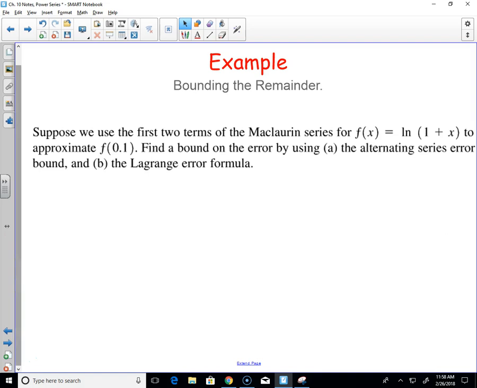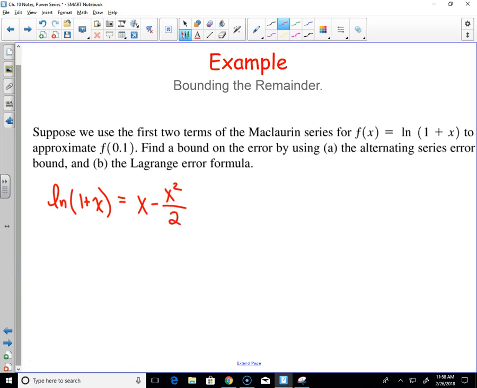Suppose we use the first two terms of the Maclaurin series for ln of 1 plus x, which equals x minus x squared over 2 plus x cubed over 3 and so on. But hold on, we only want the first two terms. Good. We're approximating f of 0.1, so we're approximating ln of 1.1. Does that make sense? For ln of 1.1, our x is just 0.1, true? So 0.1 minus 0.1 squared over 2. Find a bound on the error.